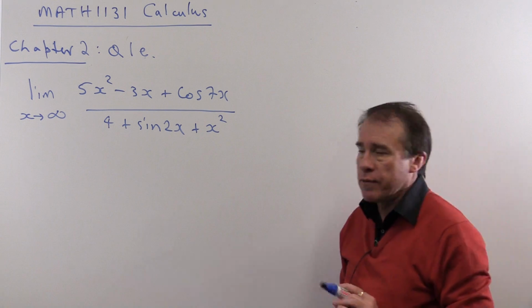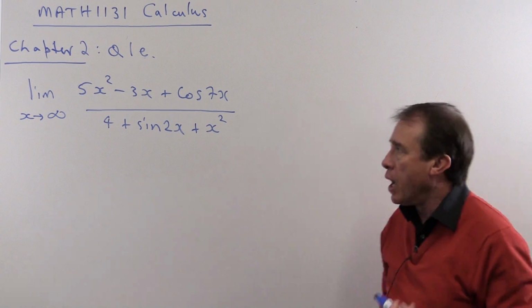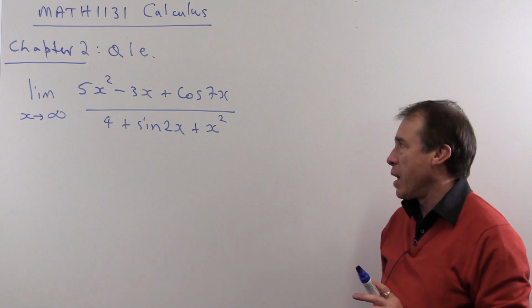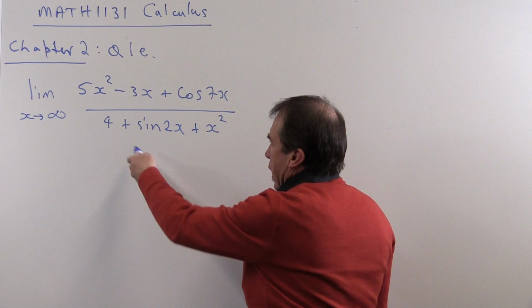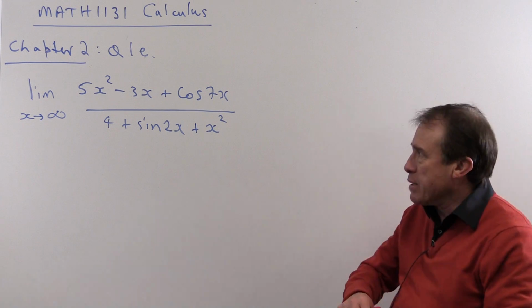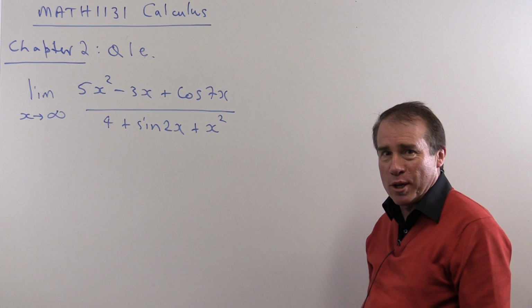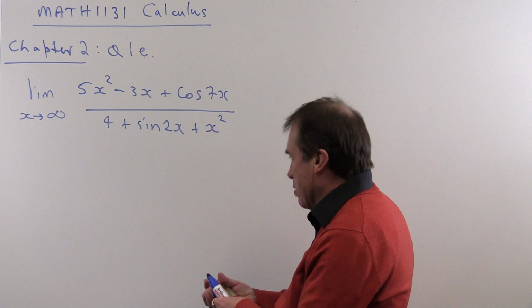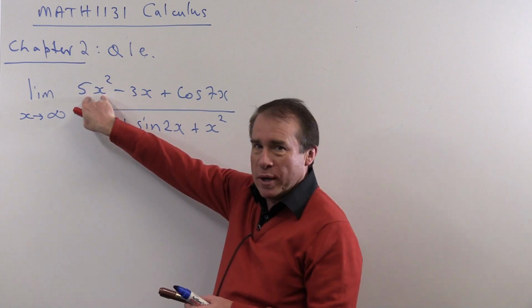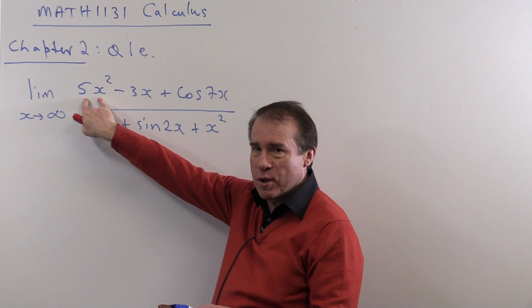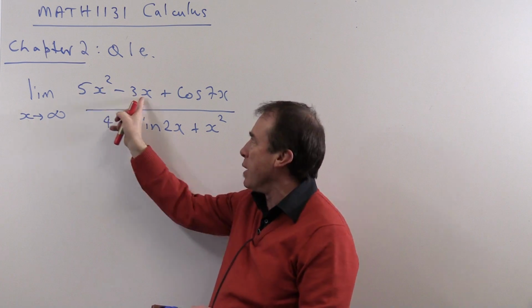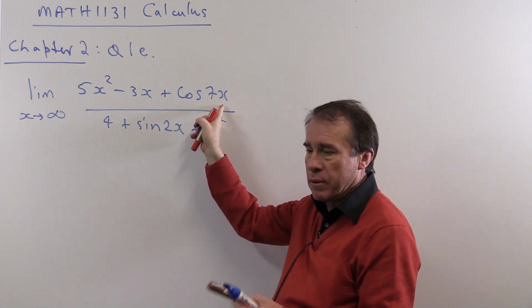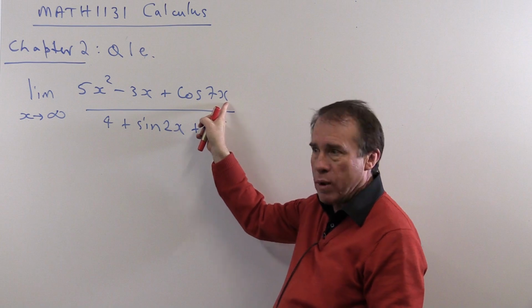I like to do these firstly heuristically, that is, I just think about the size of things, and then I'll do it more formally using algebra. So when I look at these two expressions, you think of x as being a very large number. If you like, you can think of it in terms of money. If x is $1 million, then where's the money? Well, in the numerator, 5 times a million squared is very, very large, much bigger than just 3 times a million. And the cos can't ever be bigger than 1. It's bounded between 1 and minus 1.